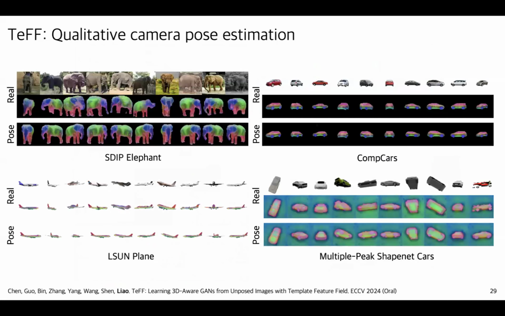So if you think about it, what we did in this work is actually jointly performing generation and pose estimation in this single framework. And here we further show some pose estimation results, where on the first row you see the real images and their DINO features. The pose row indicates how the templates are rendered to the target pose to match the features of the real images. So that's about the single category generation, right?